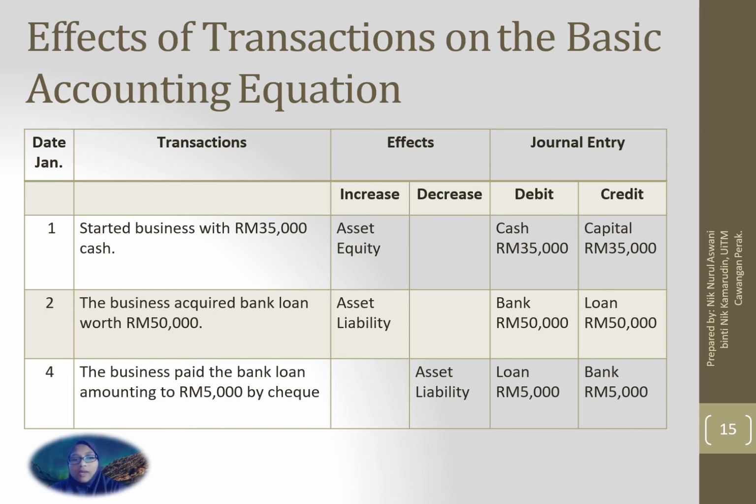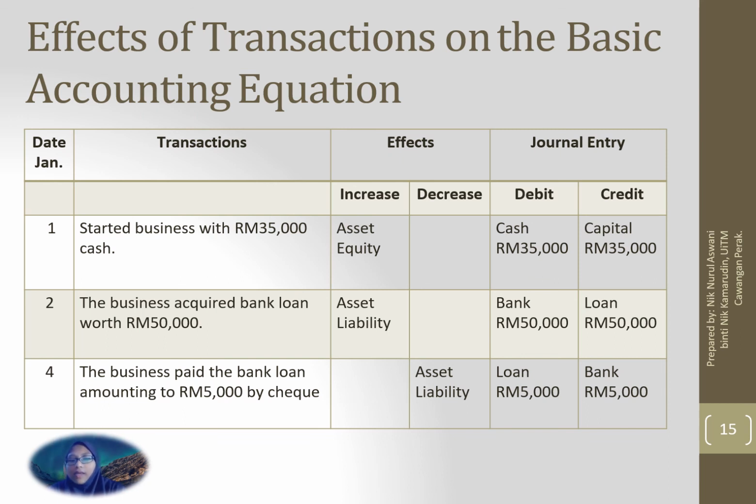All right, so let's continue our discussion from the previous example. Started business with 35,000 ringgit cash. We have discussed previously that this transaction will increase our asset and increase our equity. So when asset increases, you are going to debit an asset account. What asset account? Cash account. And to record increase in equity, we are going to credit equity. What equity account? Capital. So debit cash 35,000 ringgit, credit capital 35,000 ringgit.